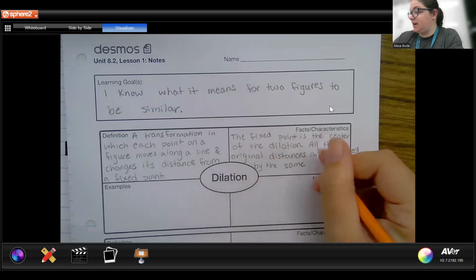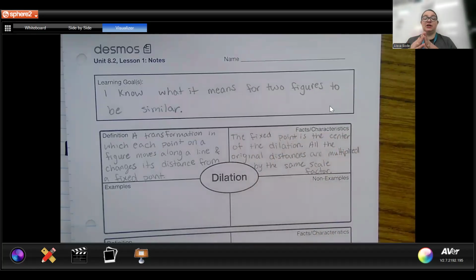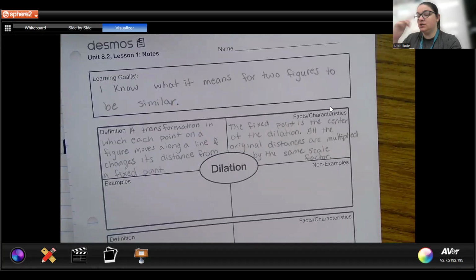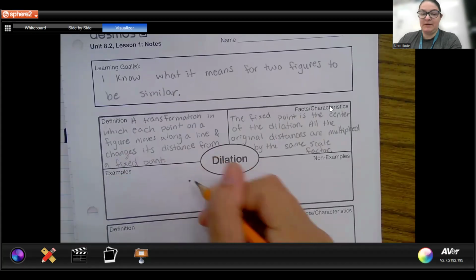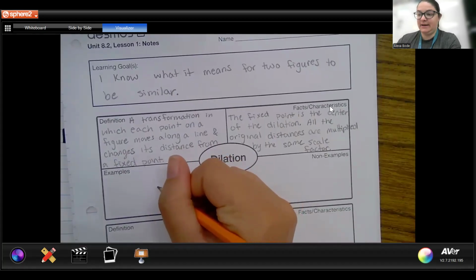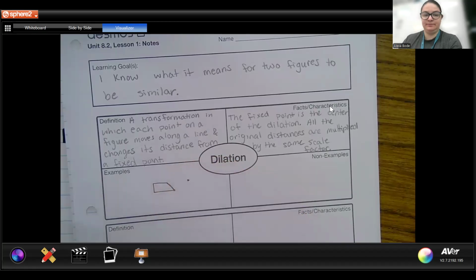So this is what you guys talked about in seventh grade. You guys talked about scale factors in seventh grade. You were given similar figures and had to identify what the scale factor was. So now we're going to be looking at dilations. We're going to actually be making the dilations when given a scale factor. So some examples here, if I have a fixed point, here's my fixed point. If I had a rectangle here, no, let's make it a trapezoid. Here is my trapezoid.